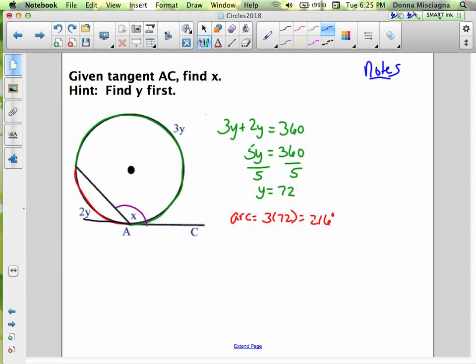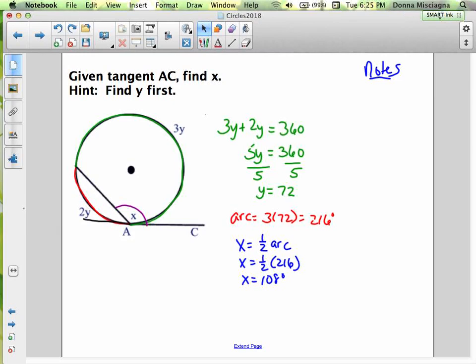So x is equal to 1/2 the arc, or 1/2 of 216 degrees, or 108 degrees. And there we go. We have found it.